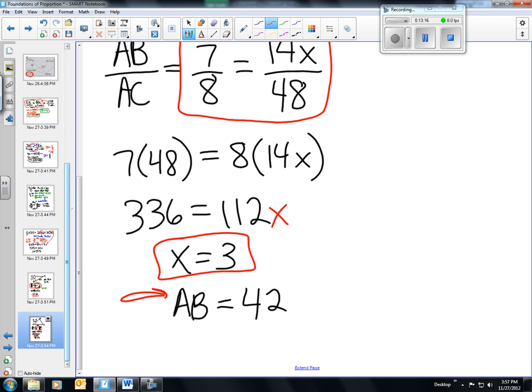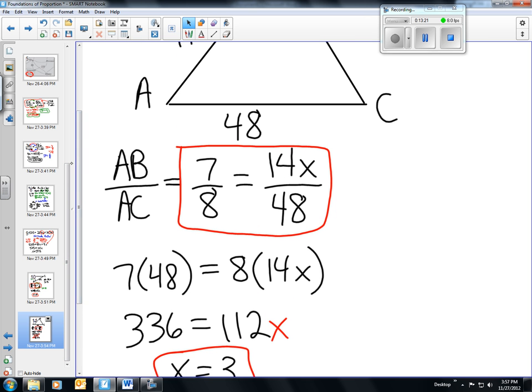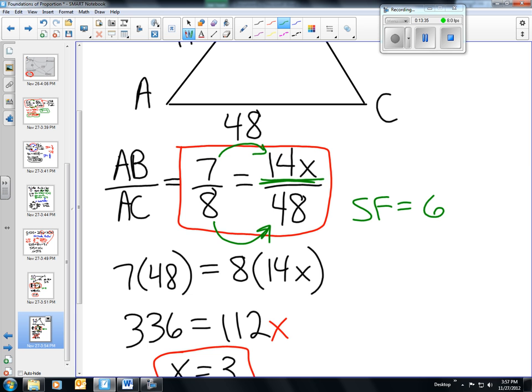Okay? Now, if you were using the scale factor method to solve this proportion, you would say 8 times some number will give me 48. So the scale factor here would be 6. And then you take 7 times 6, which would equal 42 here at the top. And then take 42 divided by 14, which would give you x is 3.